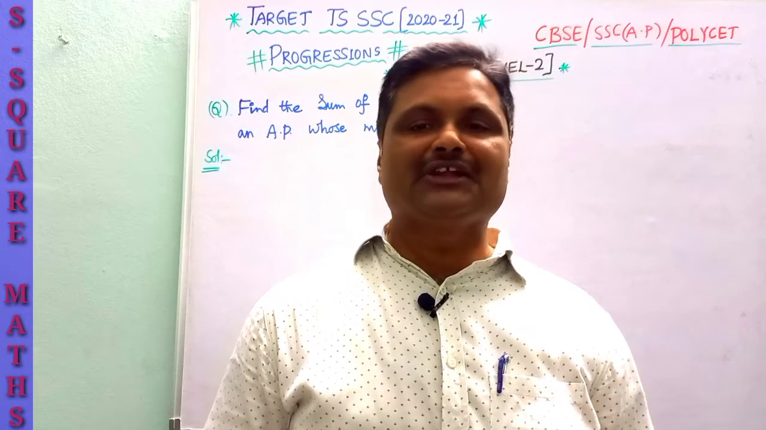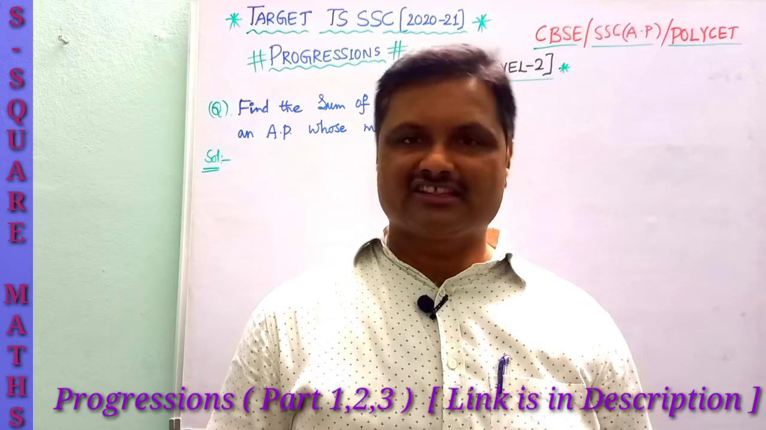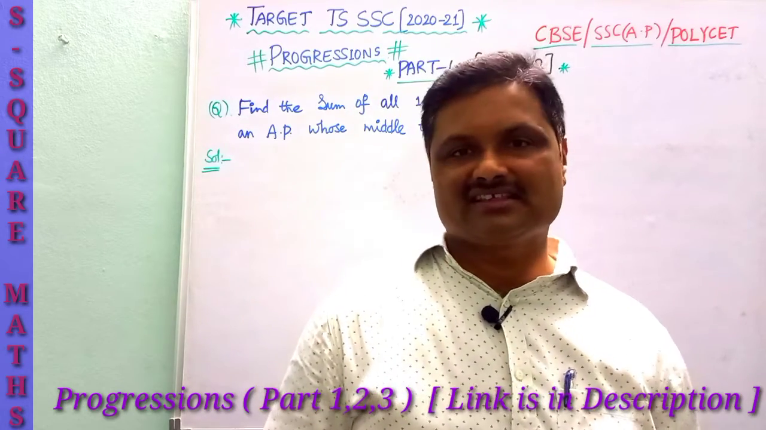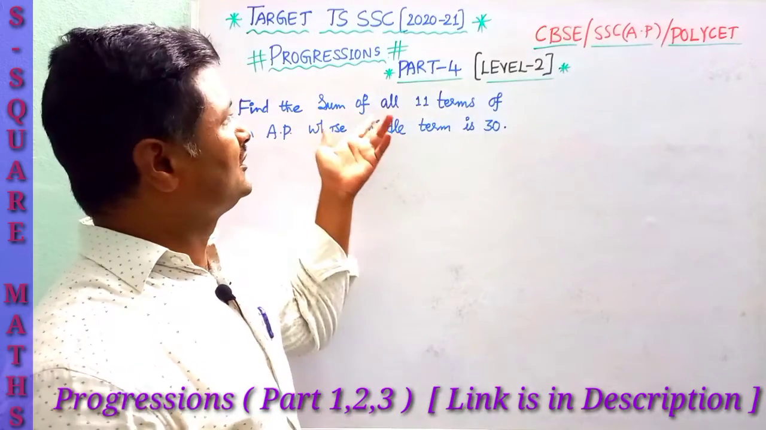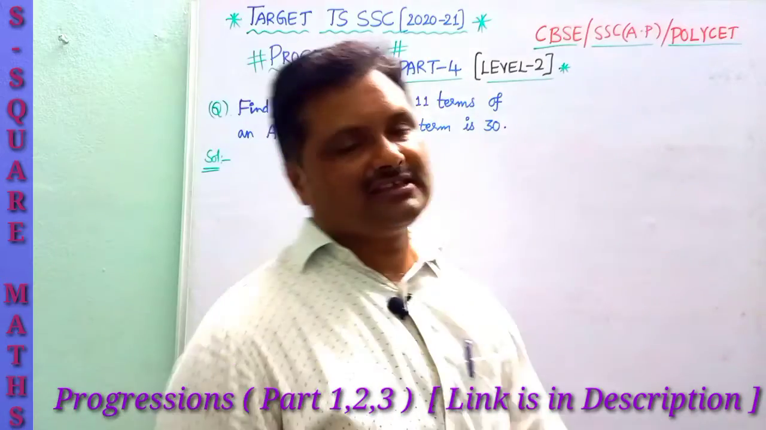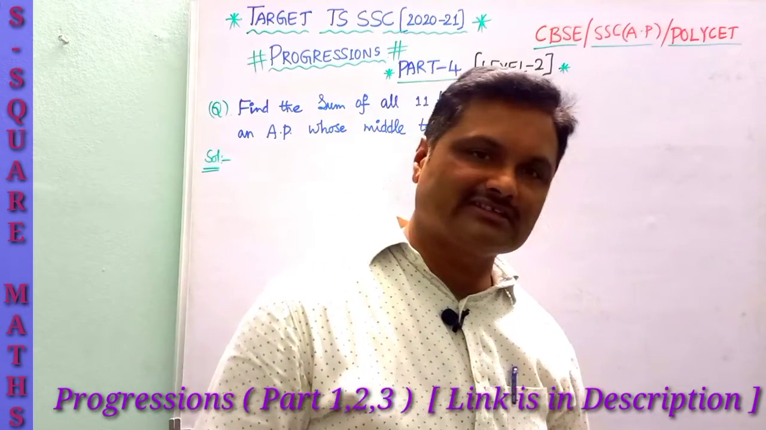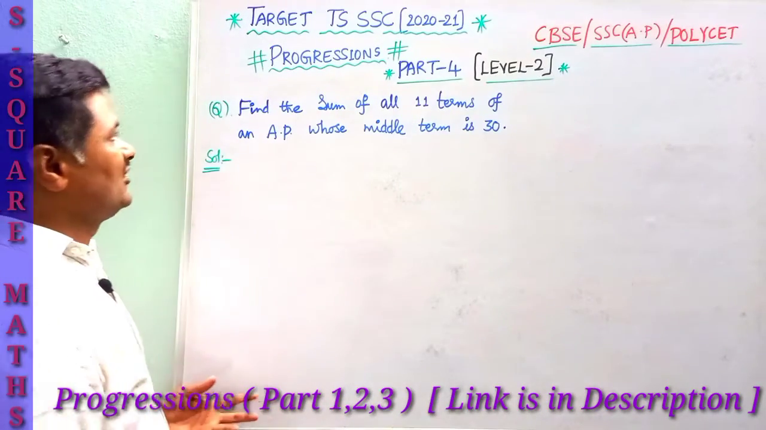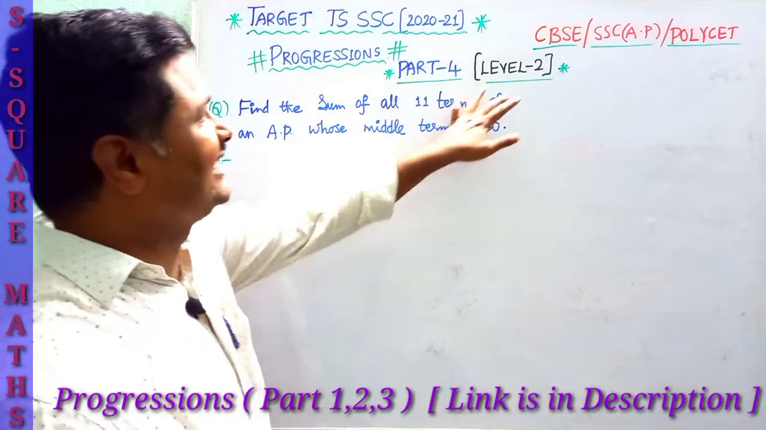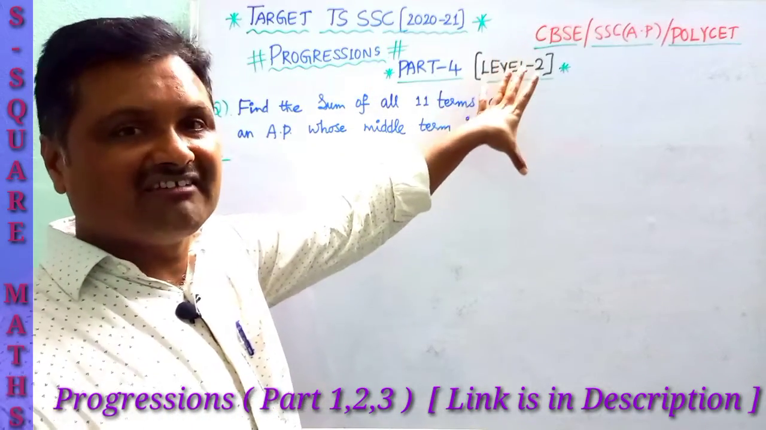Again the same continuation, progressions part 4, target TSSSC 2020-21. It is also meant for CBSE, SSC, AP and Polyset. So our question follows. Before that, it is a second level question, keep it in mind, level 2.